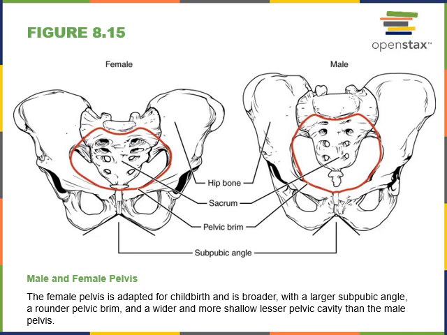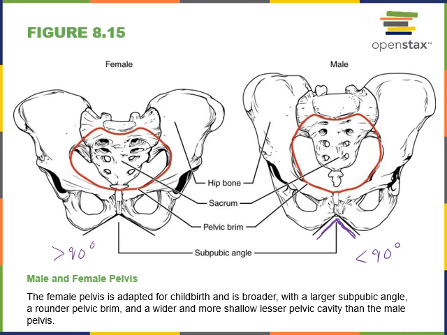Here we can see the pubic angle, or the subpubic angle. This is the angle formed between the inferior pubic rami of the left and right. And usually in men, the subpubic angle is less than 90 degrees, as we can see here, whereas it will be greater than 90 degrees in women. This is one feature that can be used to distinguish between the pelvis of a male or female.